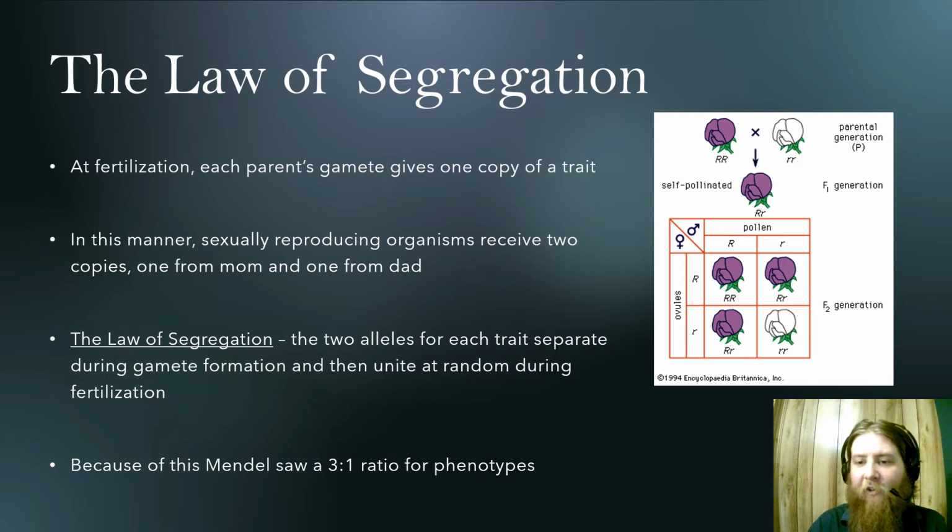The law of segregation simply states that 2 alleles for each trait separate during gamete formation and then unite at random during fertilization. Because of this, and because of the statistics behind it, Mendel saw this 3-to-1 ratio, where at the end, when you're breeding these plants together, you get 3 of these purple, these dominant R's, so they only need 1 copy of that, and then these recessive whites, so that 3-to-1 ratio. And this is very important for these crosses.